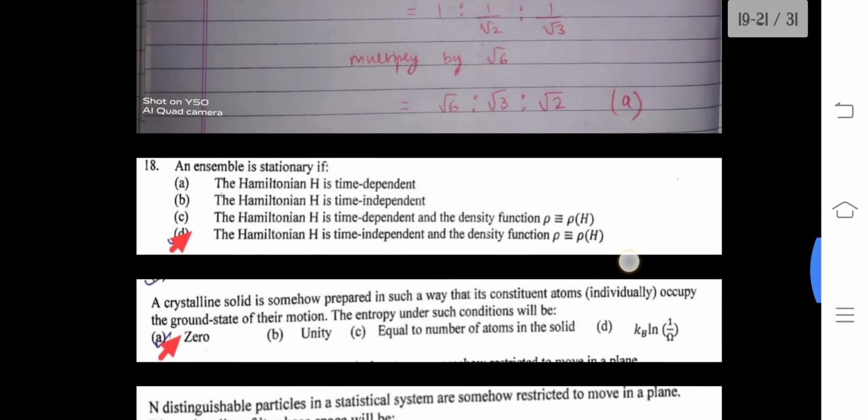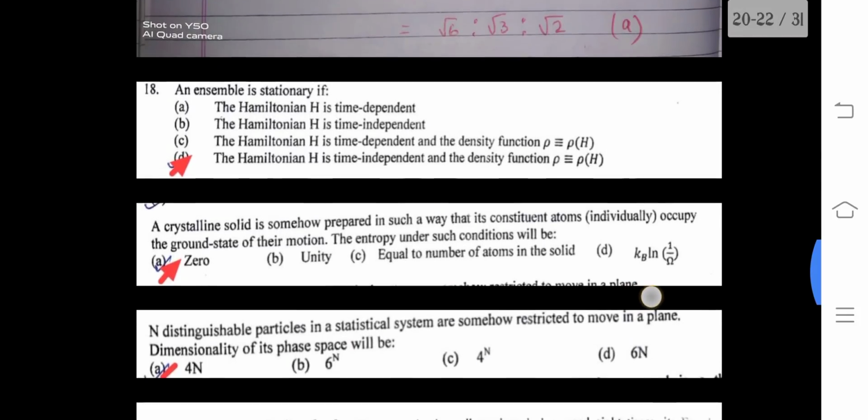Then in the next question, if an ensemble is stationary, what would be the condition? So I think that the Hamiltonian is time independent, and the density function would be a function of the Hamiltonian only. So option D would be the correct answer. In the next question, a crystalline solid is given, and in the ground state what would be the entropy? So I think it is the third law of thermodynamics. So option A would be the correct option. Entropy is zero in the ground state.